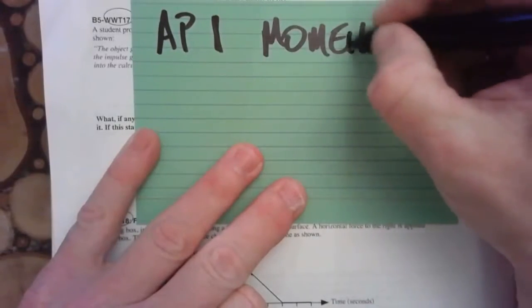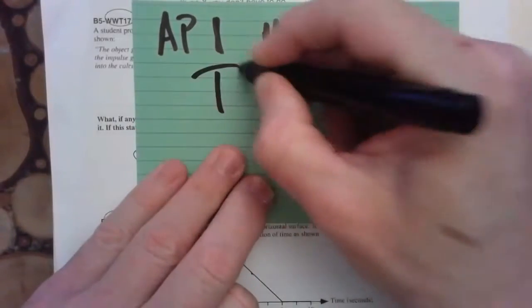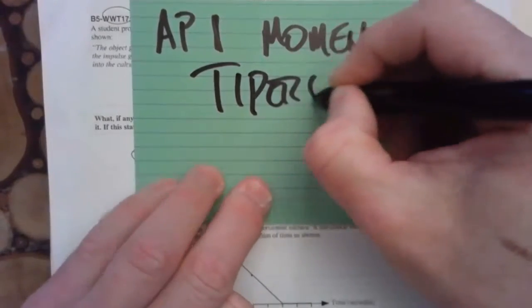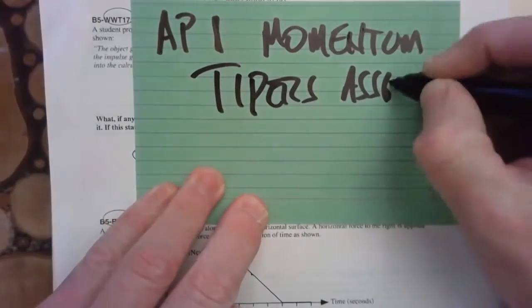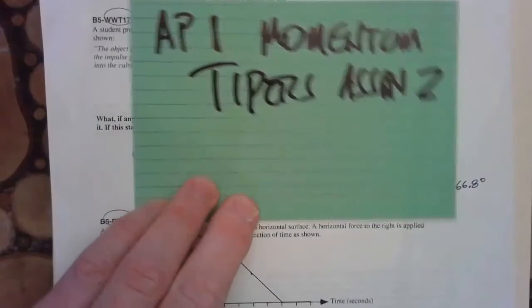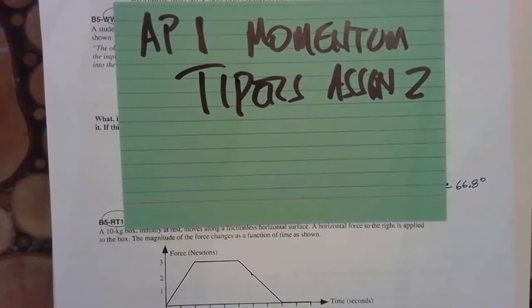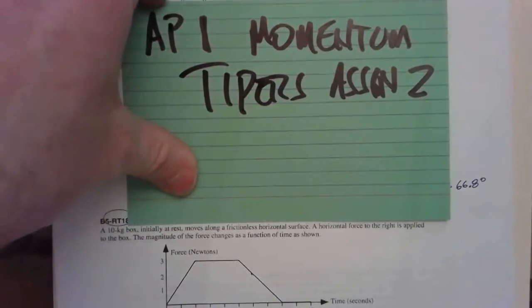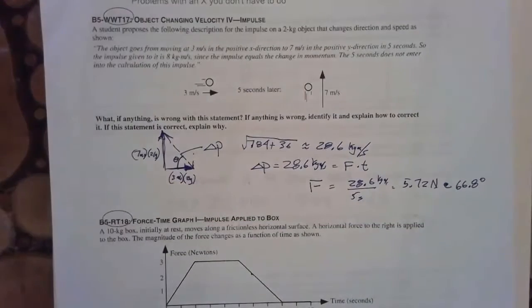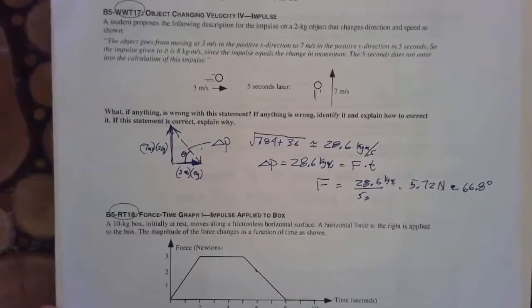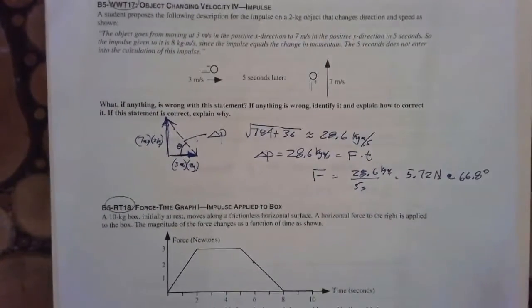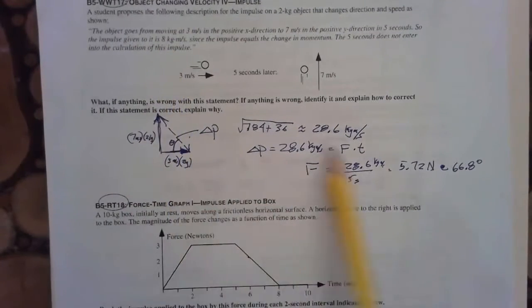AP Physics 1, Momentum, TIPERS, Assignment 2, and we'll try to get through all of them. We'll see. We might have to split them in half. I may have to redo some of my drawings here.